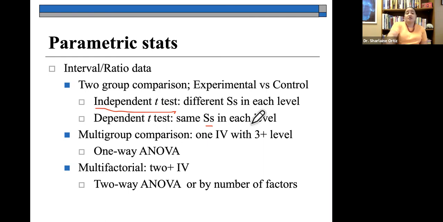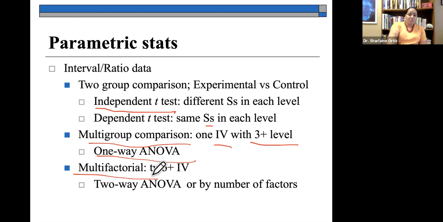Now, we can also conduct a multi-group comparison, which is when we have one IV, one independent variable, and this independent variable has 3+ levels, right? So we have the medication: people who received the medication, people who did not receive the medication, people who received the placebo, and say people who received another medication for anxiety. So that would be an interesting way to conduct a one-way ANOVA.